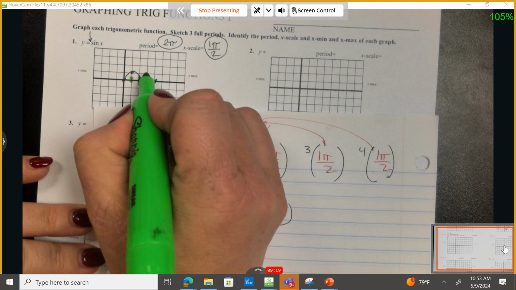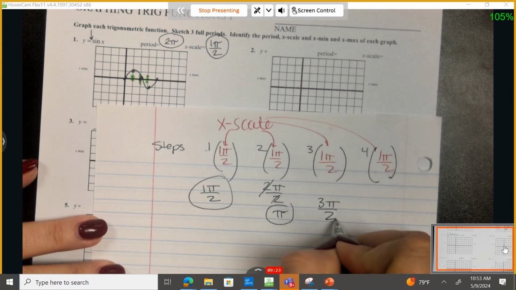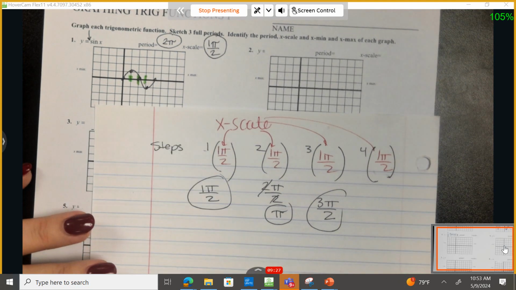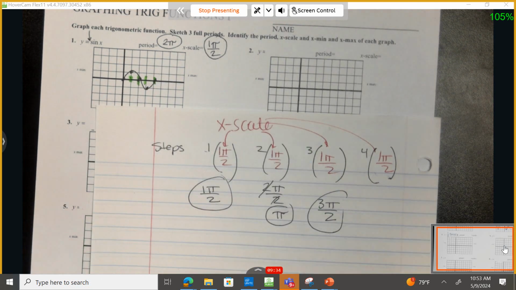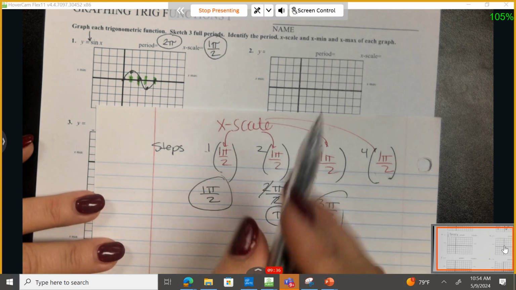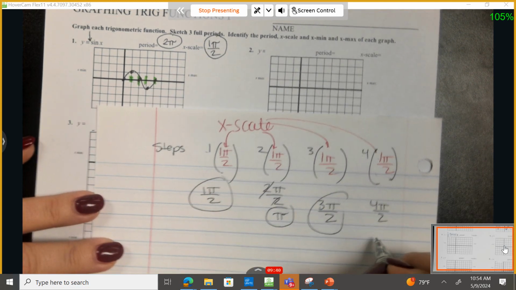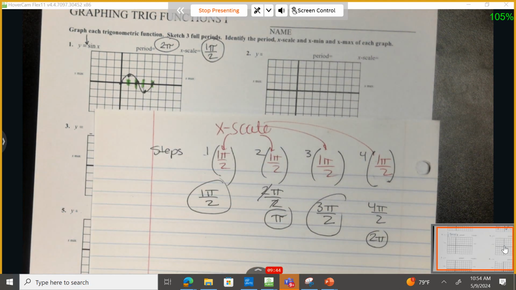I'm going to go to the third tick mark. 1 times 3 is 3. 3 pi over 2 can't reduce, so this third tick mark is 3 pi over 2. And the last one: 4 times 1 is 4, and 4 over 2 reduces to 2 pi. So this last one is going to be at 2 pi.